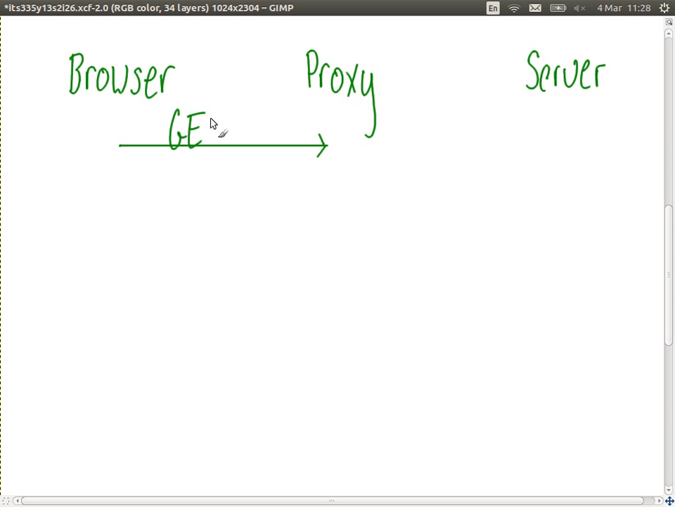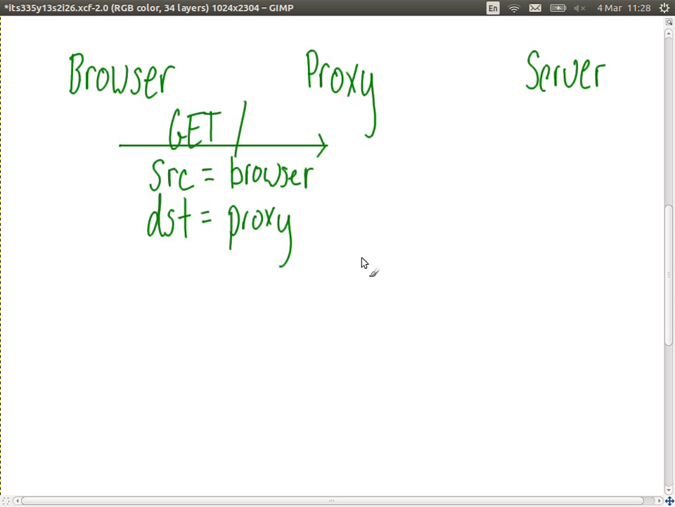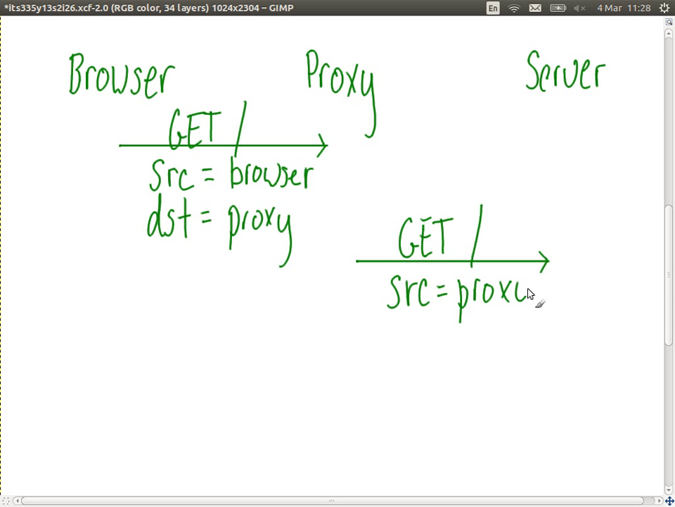that get some web page. The proxy then creates that request, then takes that and sends it to the real web server. But the source IP address here is my browser computer, and the destination is the proxy. And then the proxy sends the same request, get some web page, but the source address will be that of the proxy. And of course, the response will come back. And I'll draw that in a moment.